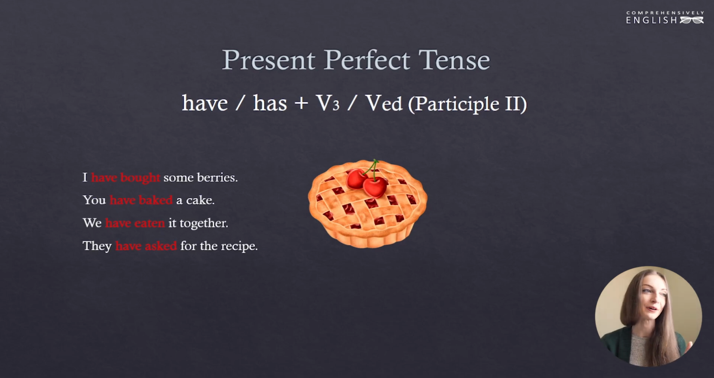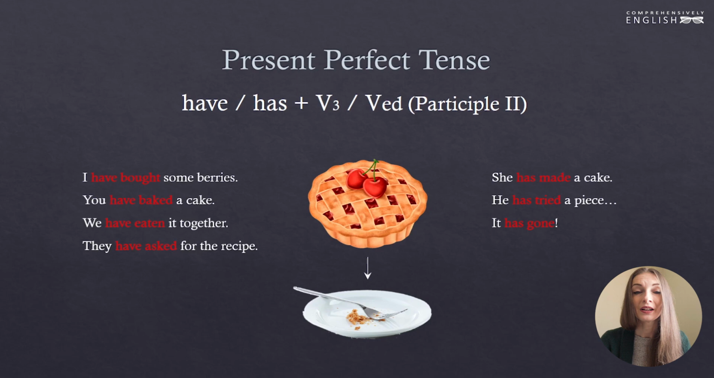And though we speak about things that are completed, we speak about the present because that's where this tense is important. She has made a cake, he has tried a piece, it has gone. The result is in the present. There is no cake anymore. It's gone. He's eaten it.